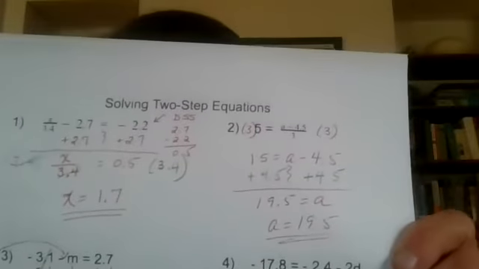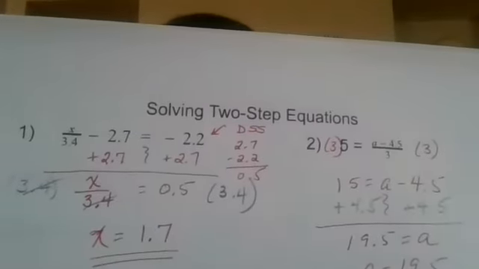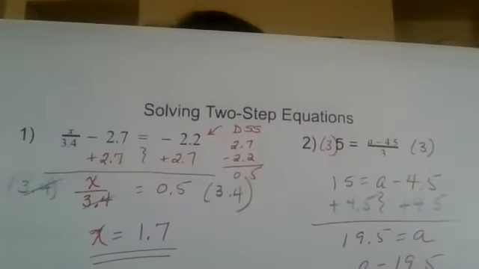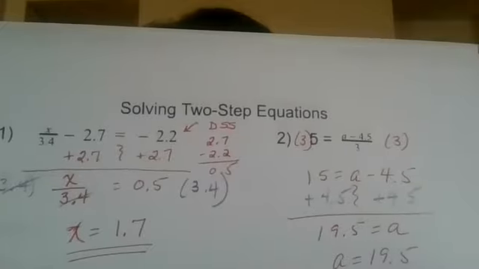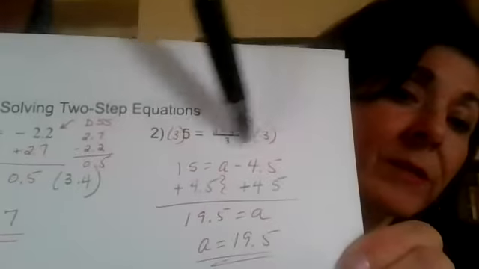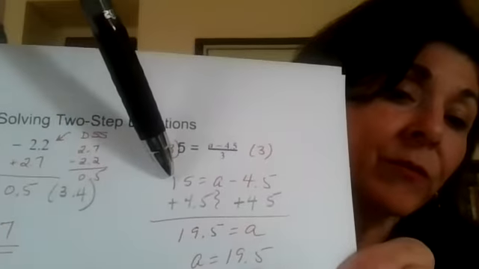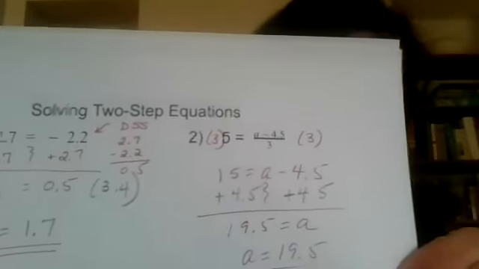Okay, the next question, 5 equals a minus 4.5 divided by 3. Now remember I said almost always you're going to add and subtract first, but sometimes you won't. And this is a good example of where you don't, because the variable a is in the numerator of a fraction. So we're going to multiply both sides of that equation by 3. When you do that, you're going to be canceling out these two 3's. They cancel out, and 5 times 3 will give you 15. So now we're going to have 15 equals a minus 4.5.